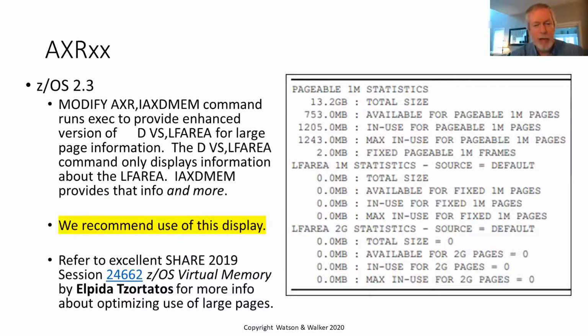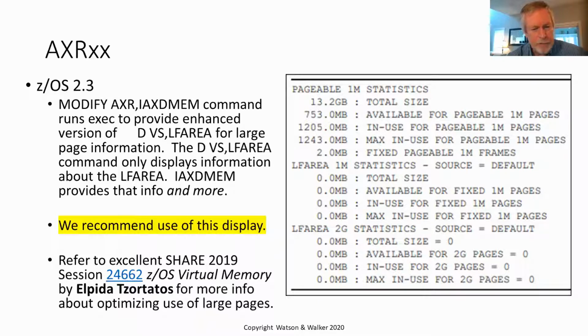Okay, next one. Large frames. So there's a display space VS, LF area command, and it's been there for many releases now, and it will show you basically the bottom 2/3 of that information on the right. So it gives you information about 1 meg pages, fixed 1 meg pages, and fixed 2 GB pages or frames. It doesn't give you any information about page for 1 megabyte pages.